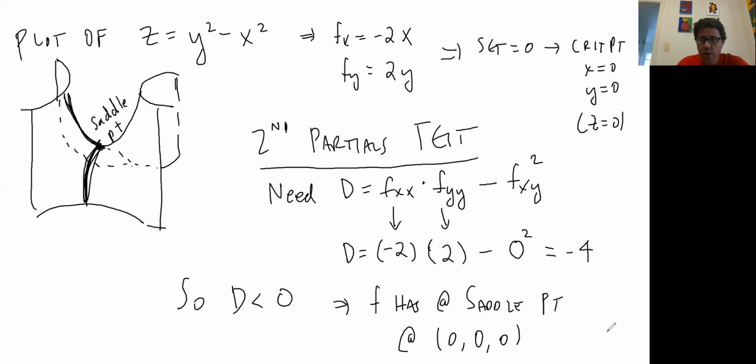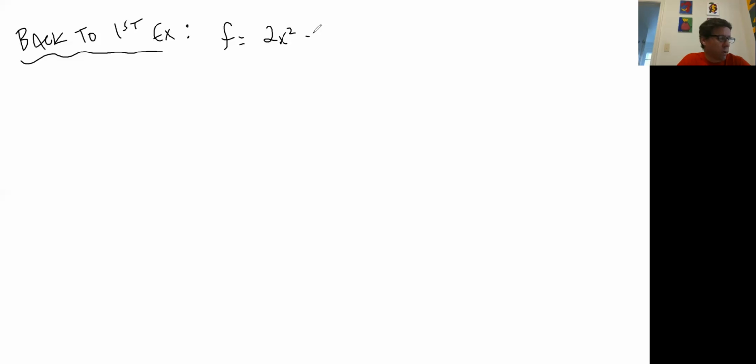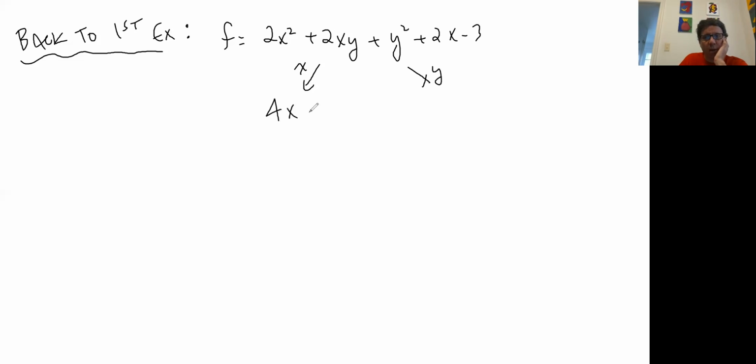So if I go back to even the first example that I had, back to the first example, that was f equals 2x squared plus 2xy plus y squared plus 2x minus 3. Let's find all the derivatives here, because I'm going to need all of them. So I did the x derivative, that's 4x and 2y and 2. The y derivative is 2x plus 2y.